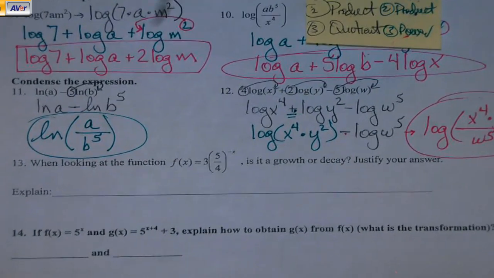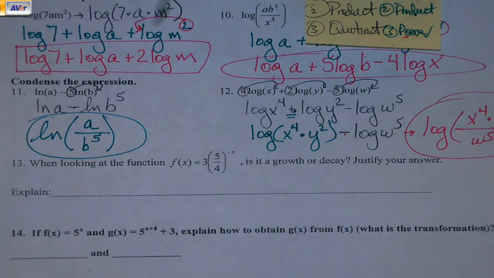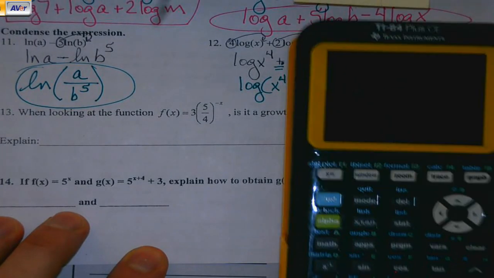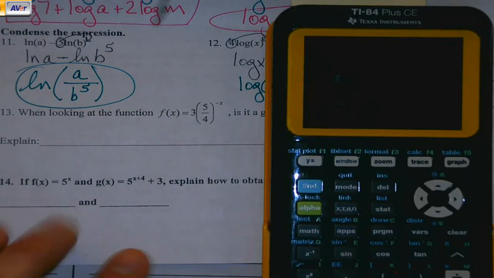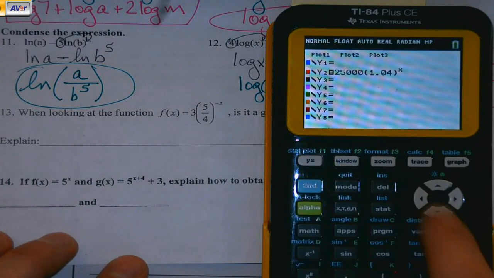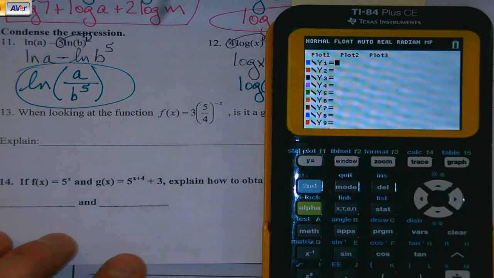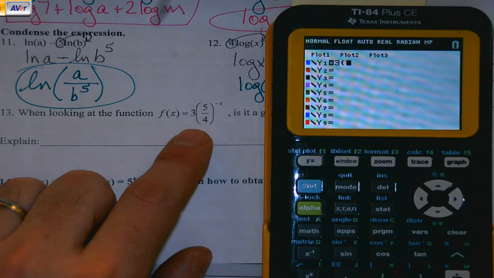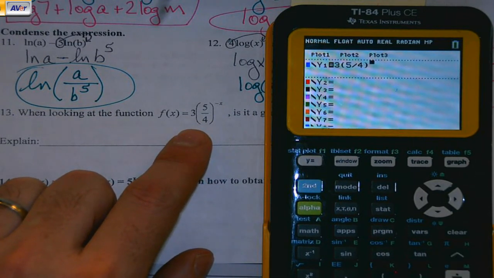So when we get to 13, now we're back to a question similar to 1. When looking at the function f of x equals 3 times 5/4 to the negative x power, is it growth or decay? Now, do I know what some of you are going to do here? I absolutely do. You're going to cut bait here, and you know you're going to get half right, but you probably also know you're going to get half no credit. Like, what do you mean? I should be able to answer this question without putting it in the calculator. Should. Now, you're like, but you're doing it anyway. I'm going to do it to prove a point.